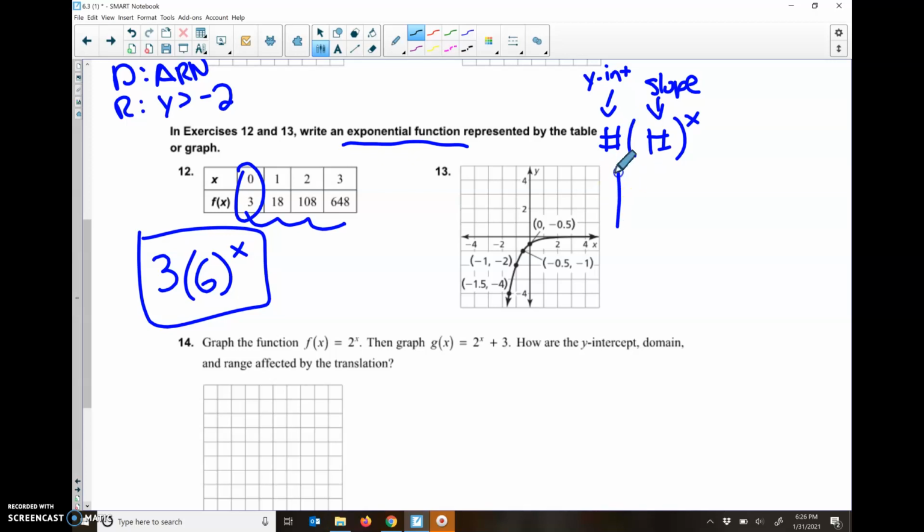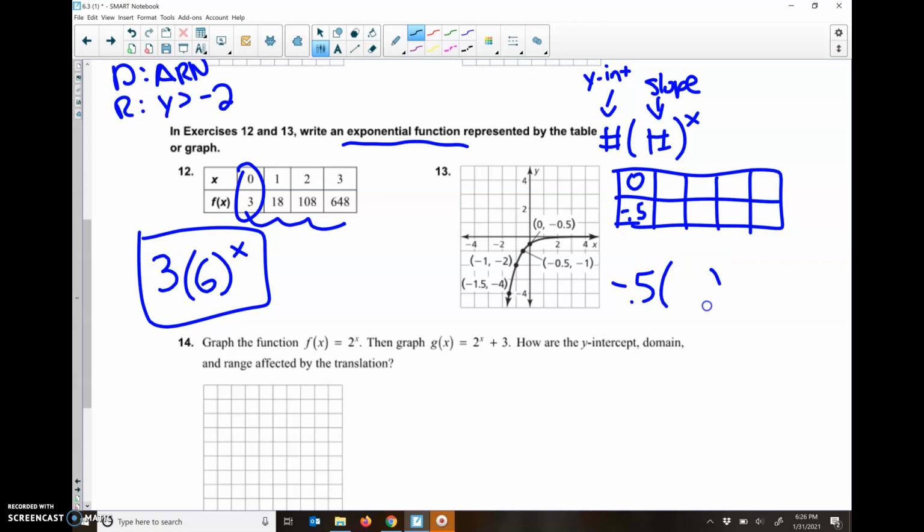This one, they try to trick you, and we get tricked, okay? So if I look at the numbers here, the first number they give us is 0 and negative 0.5. Well, at least that's good. They gave us the y-intercept, so the y-intercept is negative 0.5. But to get our slope, it's tricky, because now they gave us 0, negative 0.5, negative 0.5, negative 1, negative 1, negative 2, and then negative 1.5 and negative 4. So I drew an extra box there.